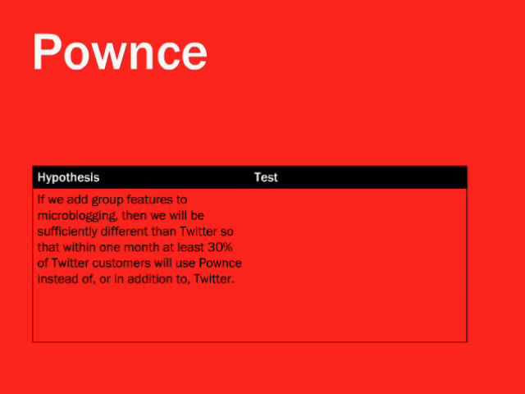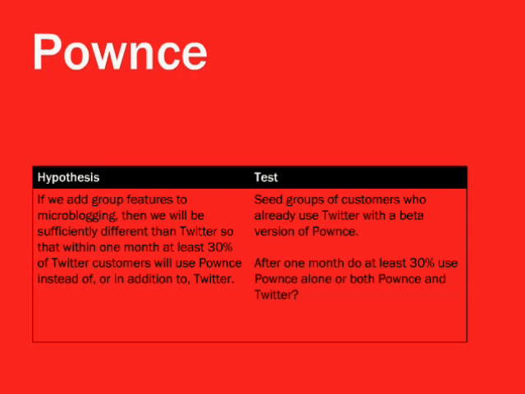So I've already mentioned the hypothesis to you, and the way that we might test something like this in the lean startup way, for example, is that you might seed groups of customers who already use Twitter with a beta version of Pownce. And then wait a while, maybe a month or two, and then measure, do 30% of them, have they switched to Pownce, or are they using Pownce and Twitter? Because that's ultimately what Pownce wanted.